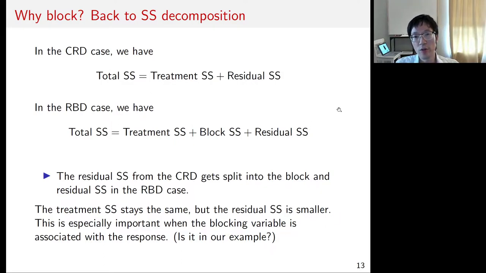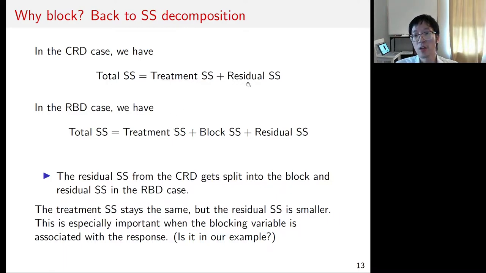Now, the final key point is to illustrate why blocking helps in this scenario. Last time we showed that in the sum of squares decomposition, when we didn't have blocks, the total sum of squares decomposed into the treatment plus a residual sum of squares. We showed mathematically that when we have blocking, the total sum of squares decomposes into three parts: treatment, block, and residual. Specifically, the residual sum of squares from the CRD case gets broken down into the block plus residual in the RBD case. We also noted that the treatment sum of squares stays the same.